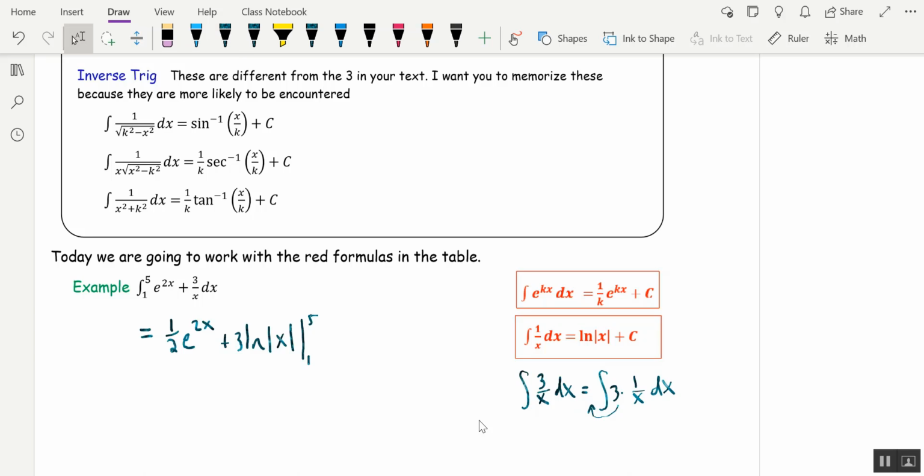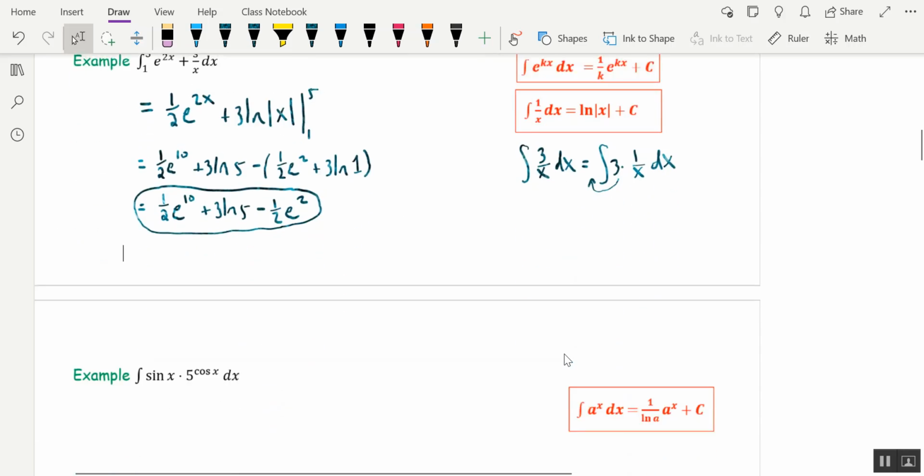Okay, back over here, now we can evaluate between our two limits. This is 1/2 e to the 10 plus 3 ln 5. Now you can leave the absolute value off because 5 is positive, minus parentheses 1/2 e squared plus 3 ln 1. But ln 1 is 0, so our final answer is 1/2 e to the 10 plus 3 ln 5 minus 1/2 e squared. Okay, and that's it. Now we'll do some more interesting problems.